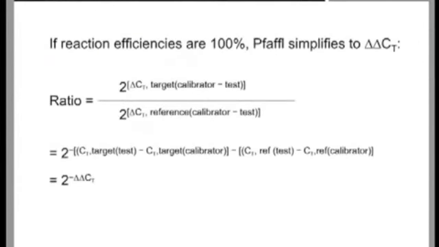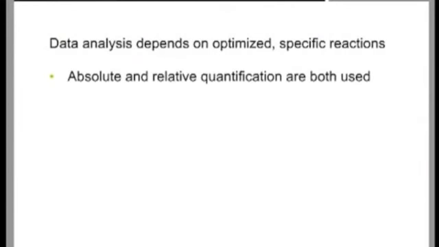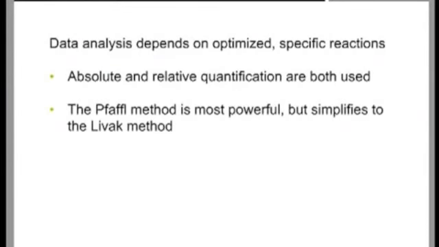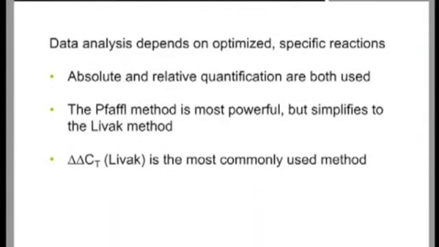The Pfaffl and Livak methods are closely related. In fact, the Livak method is a special case of the Pfaffl method in which the efficiencies of the genes are both 100%. In conclusion, for RT-qPCR, data analysis requires data generated in optimized specific reactions. Absolute or relative quantification methods can be used. Of the relative quantification methods, the Pfaffl method is the most powerful, but it simplifies to the Livak method. The Livak method is the most commonly used relative quantification method.